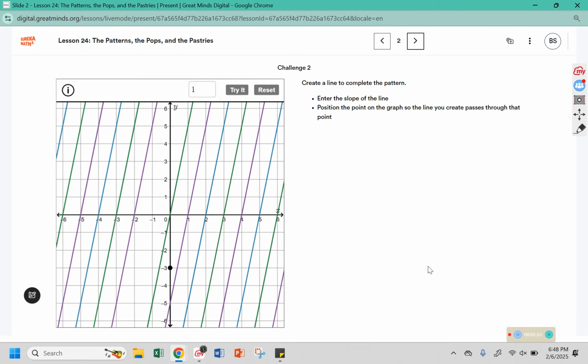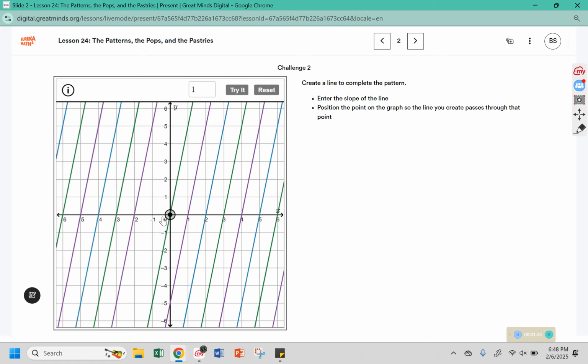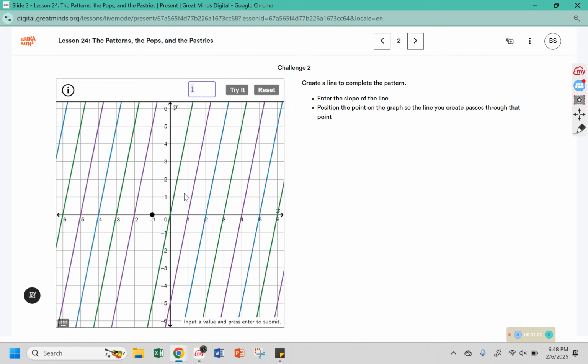Create a line to complete the pattern. Enter the slope of the line and position the point on the graph so the line you create passes through the point. So we're going to place it here. The slope, I see that it goes up 1, 2, 3, 4, 5, and over 1. So the slope of 5.